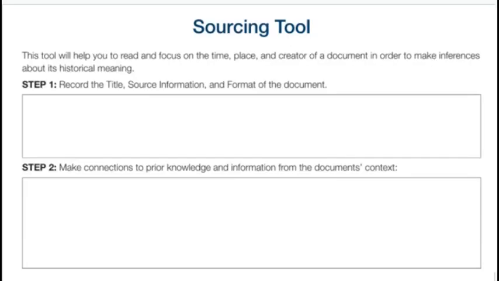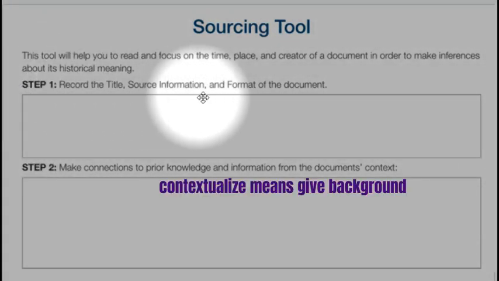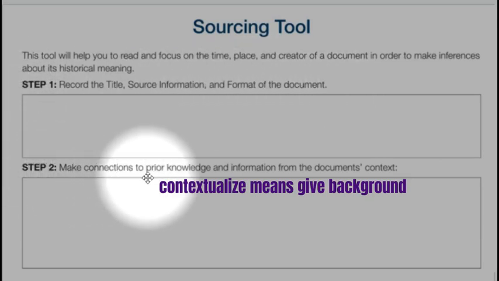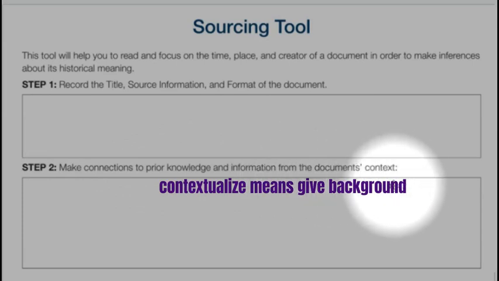Okay, so I cut the first 2 steps just so you can see it. The first thing you're going to do when you look at a tool is record the title, source information, and format of the document. Next, step 2, you're going to make connections to prior knowledge and information from the document's context. We're going to contextualize.